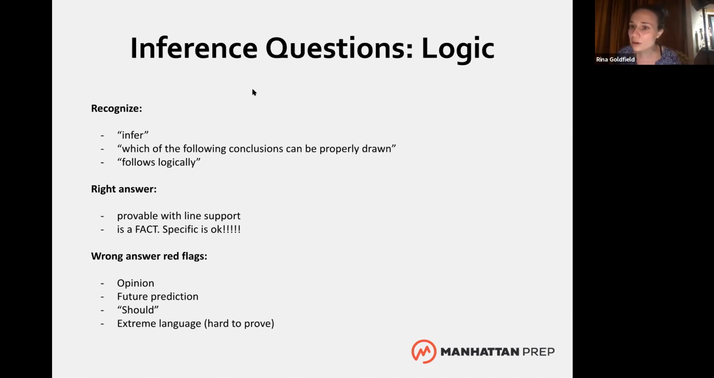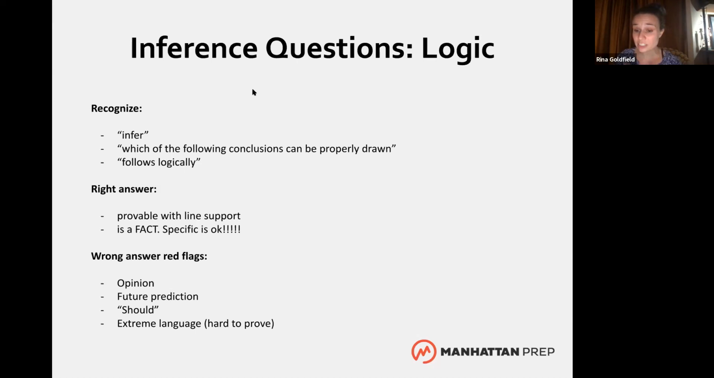If I see extreme language, sometimes extreme language is right, but I want to make sure it is supported in the text. I want to make sure it matches the tone. So these are things that tend to be wrong. These tend to be ways that the GRE spoils the bunch of apples, right? With these extreme words, these opinion words, these unwarranted comparisons. But I'm not 100% of the time eliminating them. Instead, I'm flagging them for review. I'm flagging them to match up back against the passage.